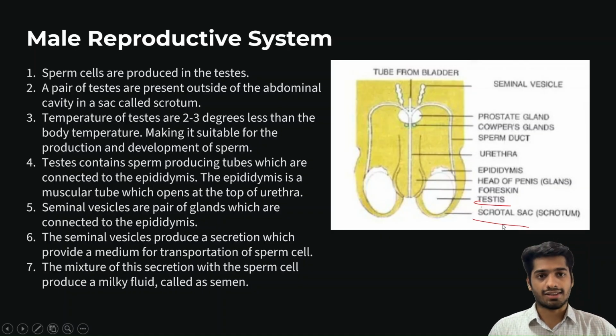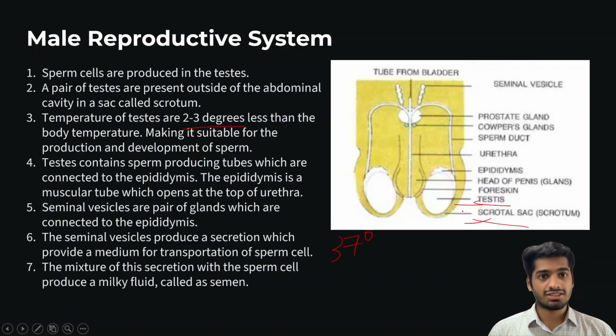Now, why did the testes come out of your body? The reason is to make sperm. The testis is the site where the sperm cells, the male gametes, are formed. The temperature for the production of sperm has to be 2 to 3 degrees less than your body temperature. We all know our body temperature is around 37 degrees, so for the production of sperm you need around 35 or 36 degrees. For this reason, the testis came out of your body and is now present inside the scrotal sac. So we are done with the scrotal sac and the testis.